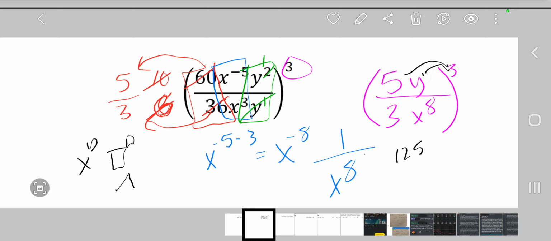1 times 3 means y to the third. 3 to the third is 27. And exponent to an exponent, 8 times 3 is x to the 24th.